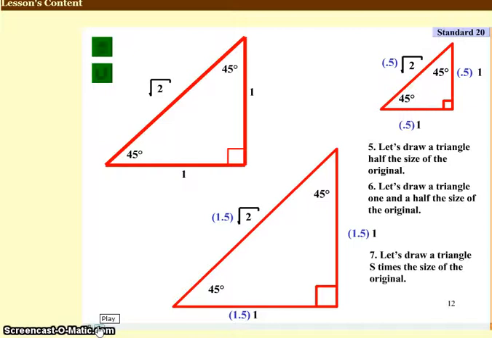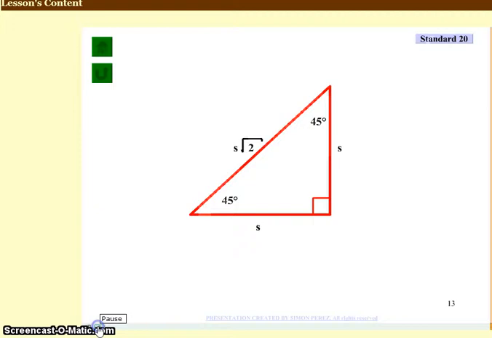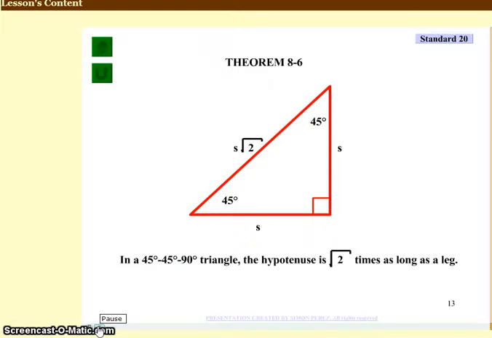If you drew a triangle that is s times as large, s just being a scaling factor, so we could choose any number, and when we do that, we get our generalized result that in a square, if the side is length s, and this is length s because it's an isosceles triangle, so it's equal, the hypotenuse is just s times the square root of 2.